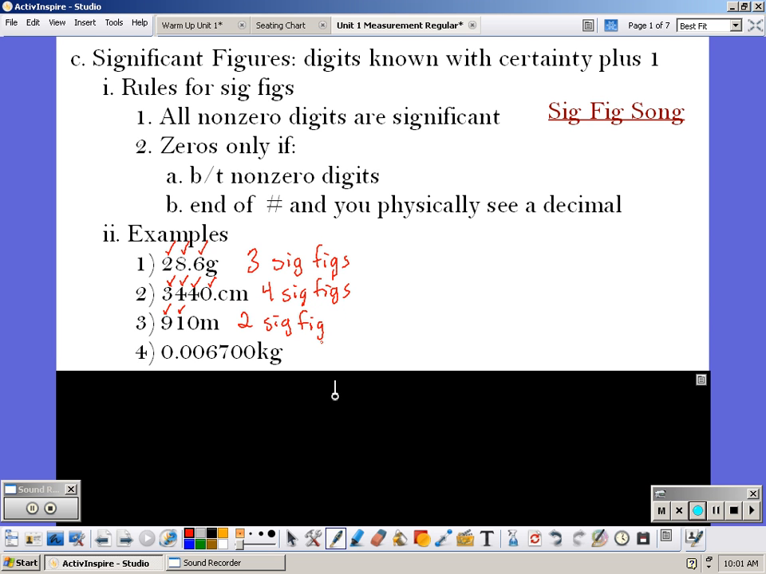In our last example, the 6 and the 7 are significant because they're not 0. The zeros in front of the 6 are not going to be significant because they're in front of the 6. So you have to get to something that's not 0 before you can start counting zeros. These 2 zeros come after the 6, so they could count as long as we see a decimal. The decimal is up here at the beginning of the number this time, so they're still significant because they're after the 6 and we physically see that decimal. So this number has 4 significant figures.